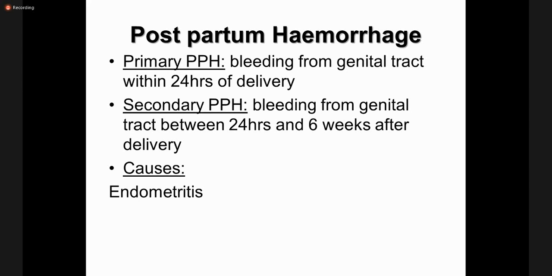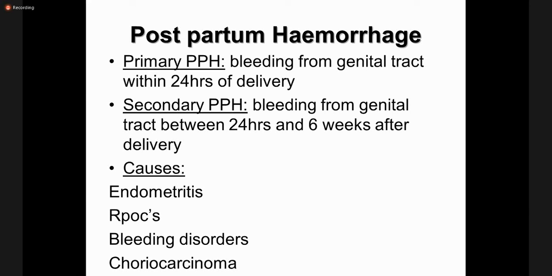One is endometritis, that is uterine infection, which can lead to postpartum hemorrhage. Other is retained products of conception, where the products are still inside and cause bleeding of the uterine endometrium. There could be bleeding disorders like von Willebrand disease. Okay, and there could be choriocarcinoma. Okay, the other thing, obstetric palsy or traumatic neuritis.